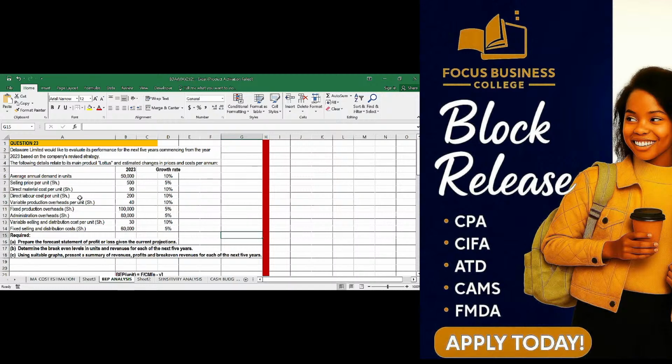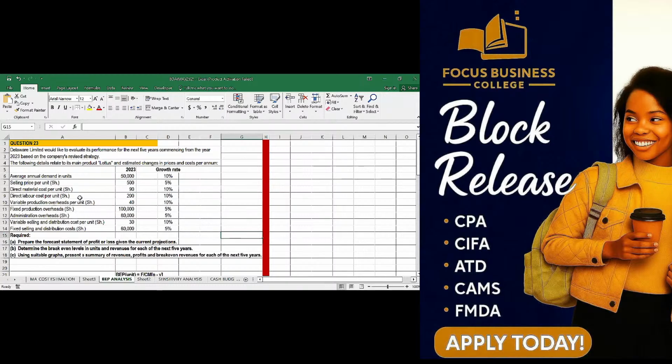Administration overheads, 80,000. Because it is not given per unit, that automatically is a fixed cost, growth rate 5%. Variable selling and distribution cost per unit, 30, and the growth rate is 10%. Fixed selling and distribution, 60,000, growth rate is 5%.